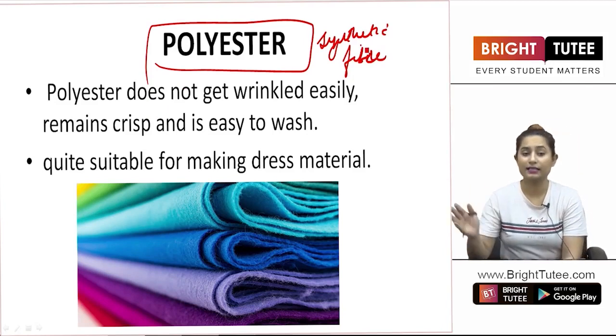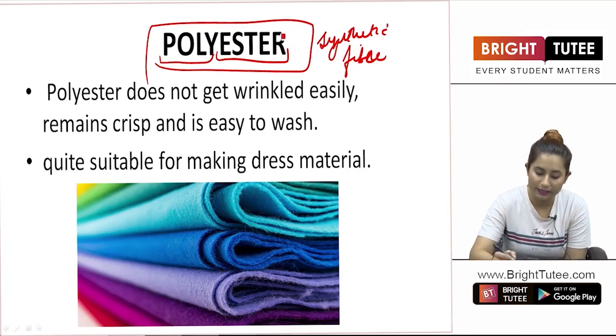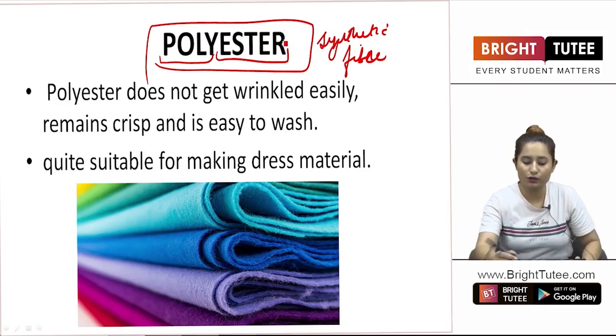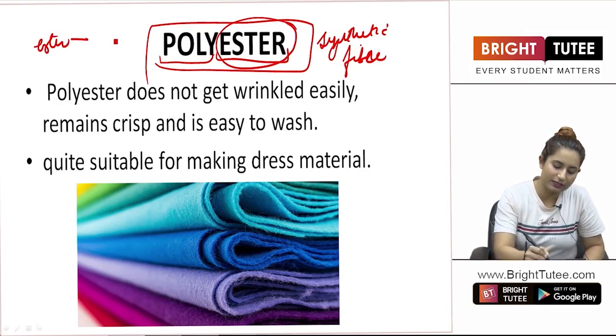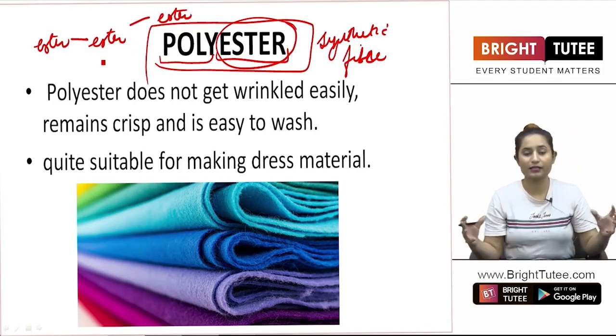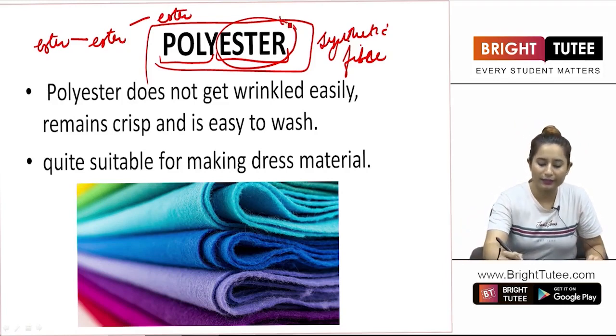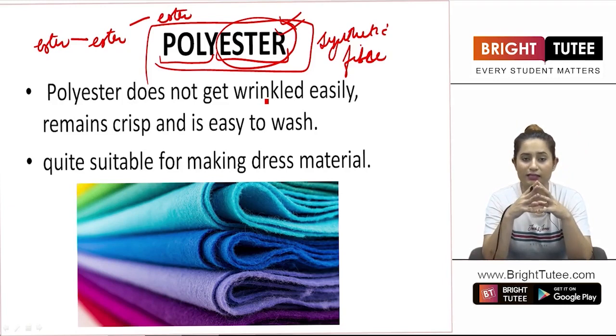As the name suggests, poly and ester, it is made from a number of molecules of an ester, different molecules of ester arranged in a line to form a fabric, and that fabric is known as polyester. You will be getting to know what an ester is as well, but you just have to understand that polyester is made up of different molecules of ester.